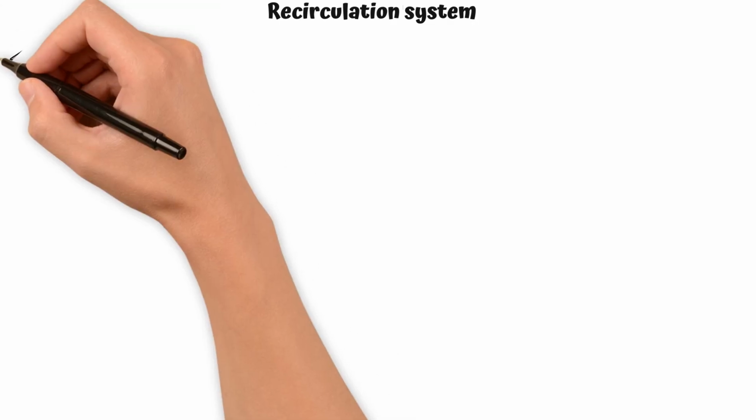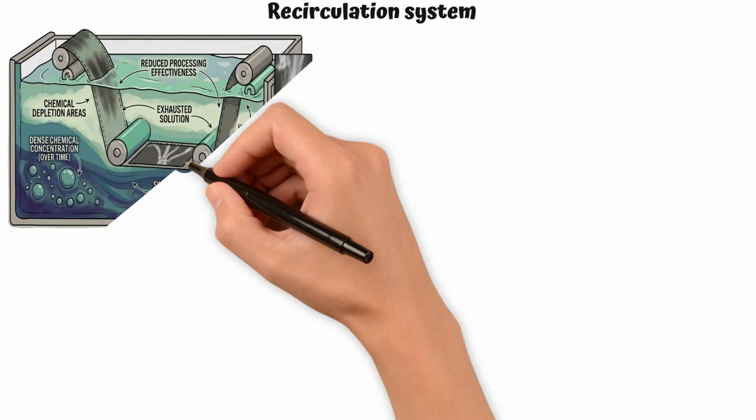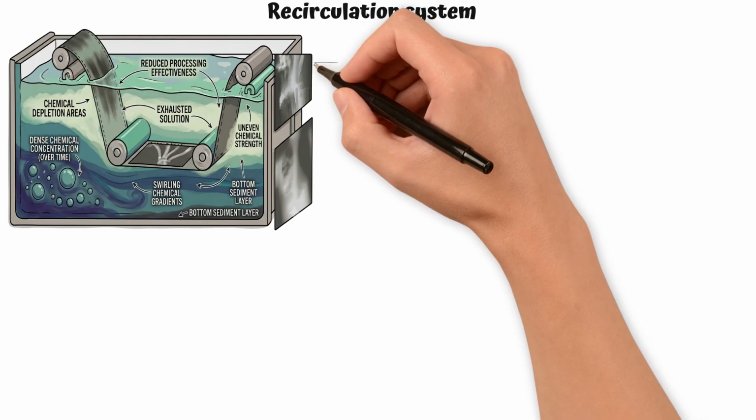Let's start with recirculation, and to understand why it matters, let's first think about what happens without it. Picture the developer solution sitting completely still inside the tank. Over time, it becomes uneven. Some areas become chemically concentrated, others become depleted. When films pass through this uneven solution, they process inconsistently. Some areas of the image come out too dark, others too light. The diagnostic quality of the radiograph is compromised.